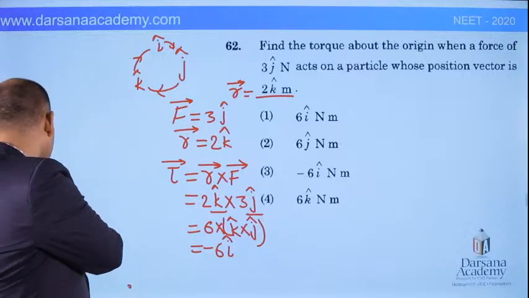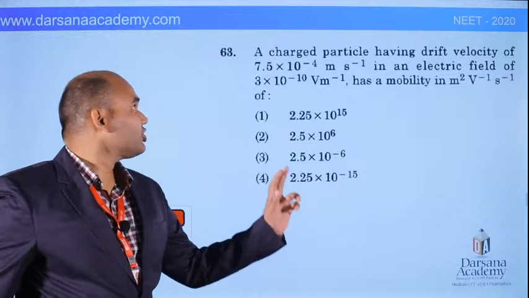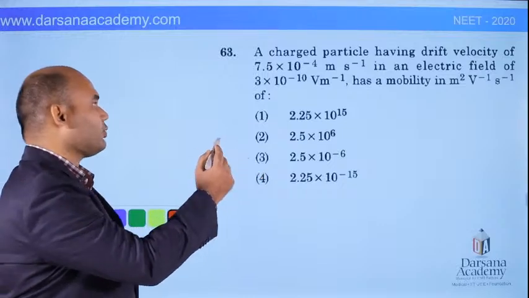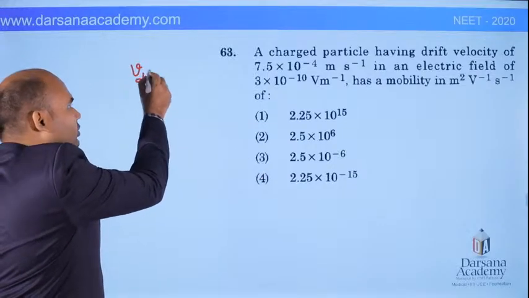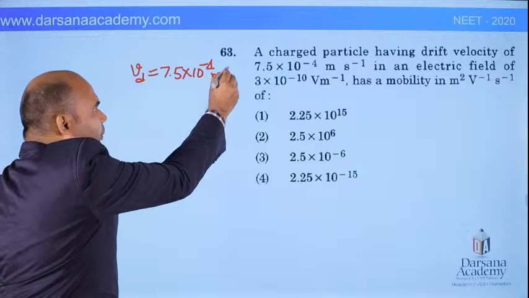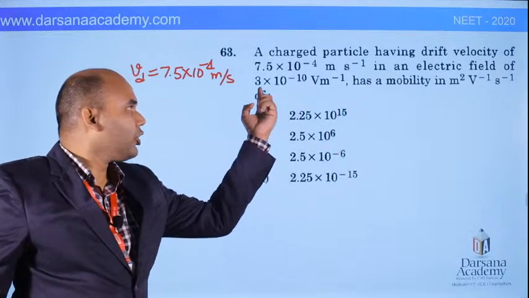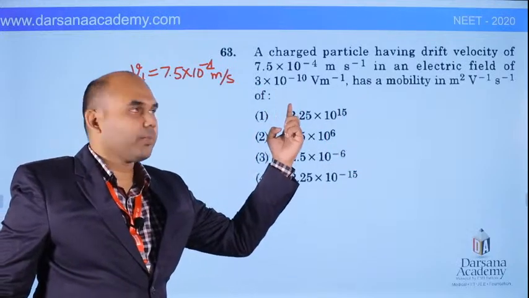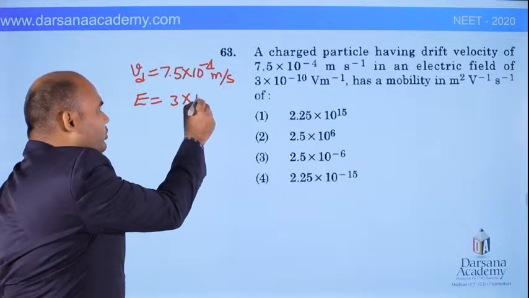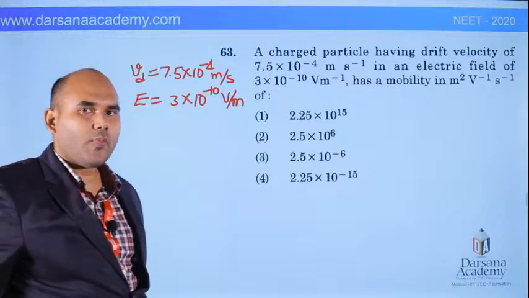So next problem. This is the 63rd problem. Here you can see a charged particle having drift velocity Vd given as 7.5 into 10 to the power minus 4 meter per second, and the electric field is also given, magnitude 3 into 10 to the power minus 10 volt per meter. You have to find the mobility.